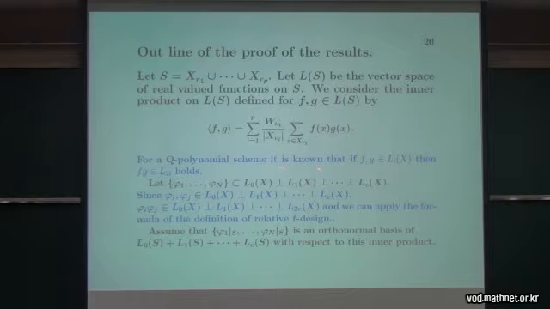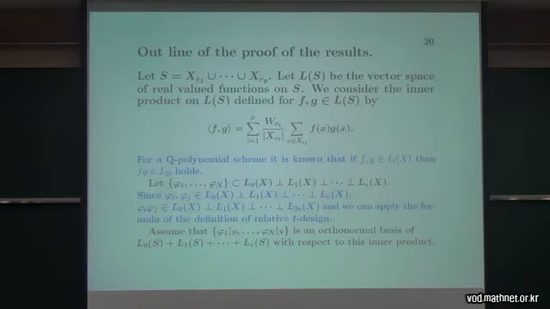And for Q-polynomial schemes, it is known that if f and g are in L_i, then the product is also contained in L_2i. So if we choose the functions from here, then phi_i, phi_j is inside this one, and so we can apply the formula of the definition of relative T design.